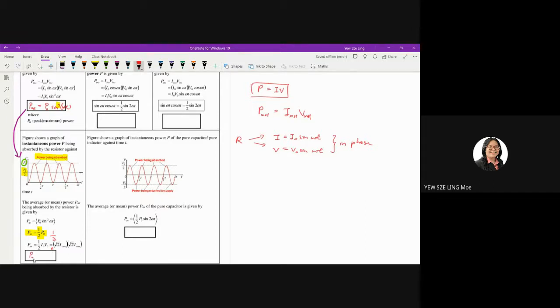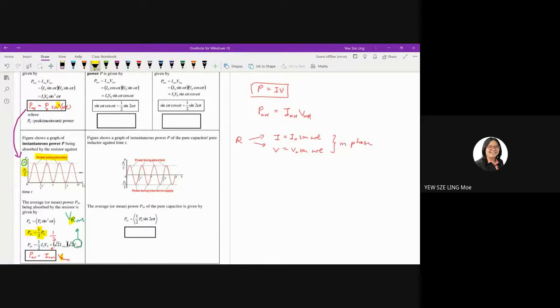Therefore, average power is equal to IRMS VRRMS, because now you are looking at a pure resistor. So this V, by right, should be VRRMS. Therefore, when it comes to calculating average power in a pure R circuit, your P average equals IRMS VRRMS. So this is very, very important. We will find out why very soon.